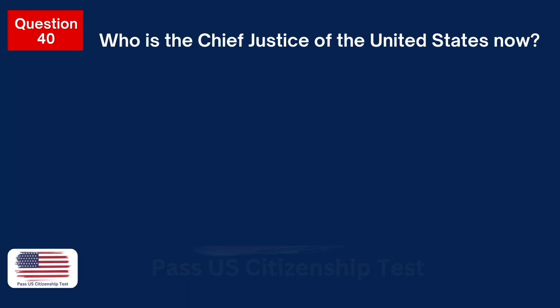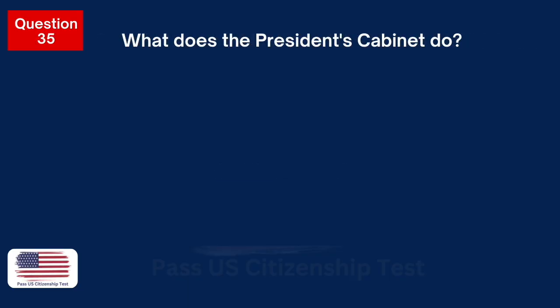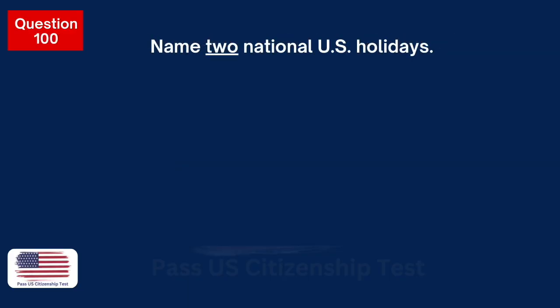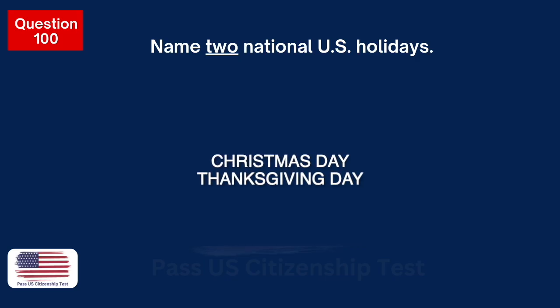Who is the Chief Justice of the United States now? John Roberts. What does the President's cabinet do? Advises the president. Name 2 national U.S. holidays. New Year's Day. Independence Day.